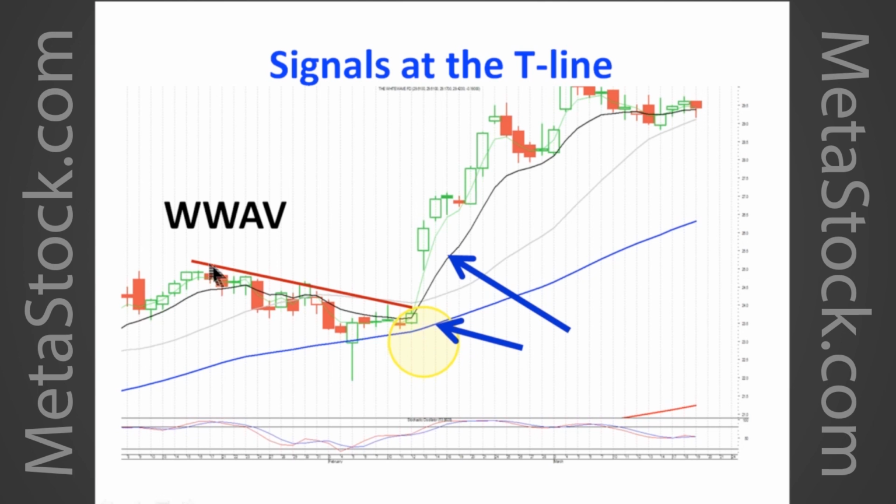So if I see there's my signal, a close above the T line, I probably wouldn't be buying here, but I would definitely be buying here, because what's this telling me? Not only do I have a buy signal and a close above the T line, now I've gapped up through the resistance level. That's telling me I'm in the right place at the right time.